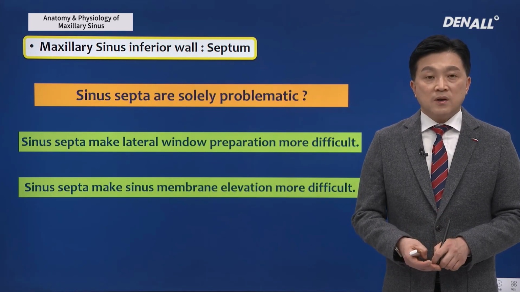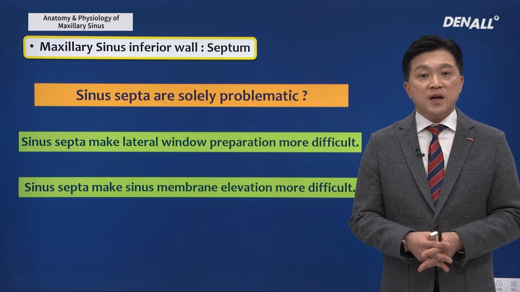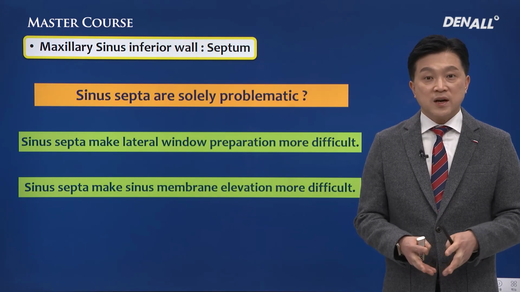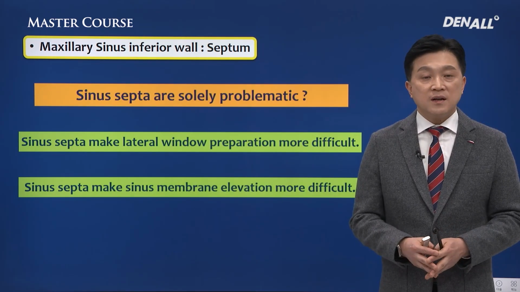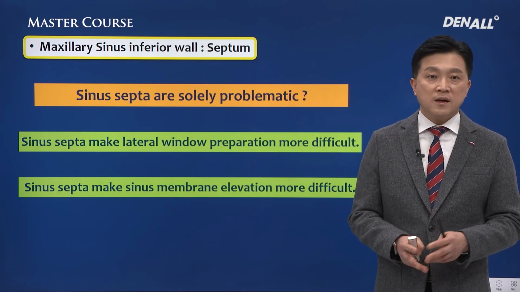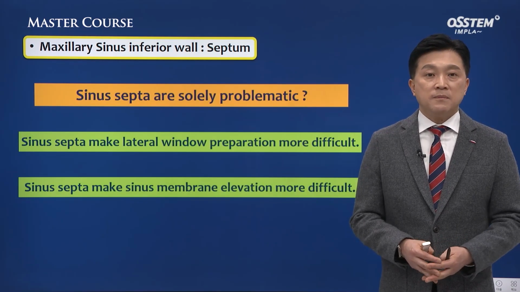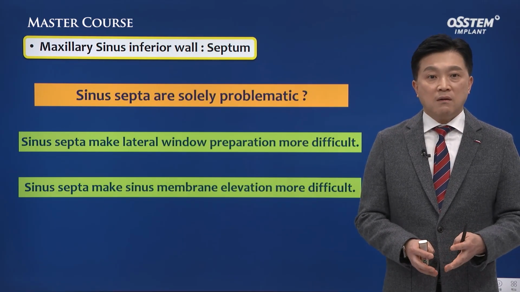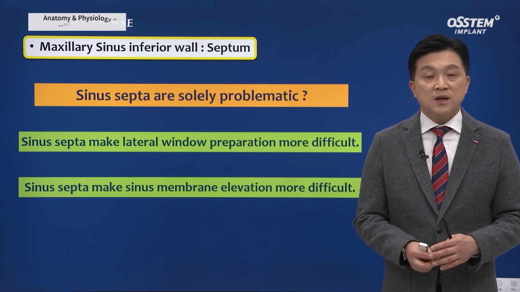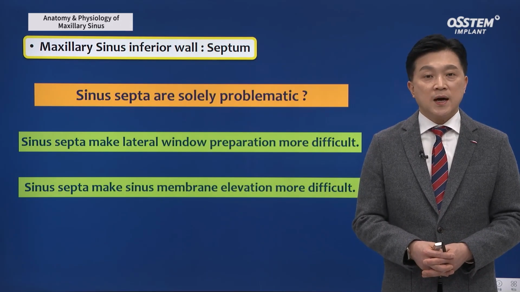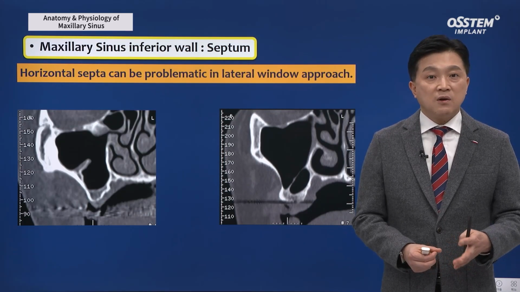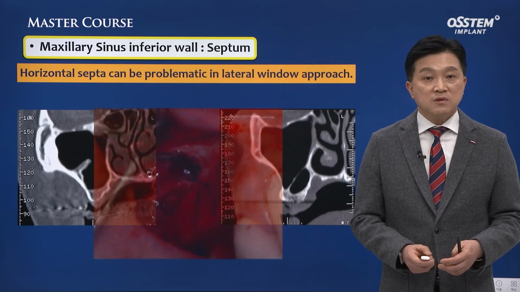Sinus septum is a structure that causes immense difficulty. If there's sinus septum, when we do prep to form window, we need to make sure that window is formed so that sinus septa is not invaded. It can be kind of difficult in that regard when we do sinus membrane elevation. There can be many associated challenges. We can call sinus septum an anatomical structure that makes sinus surgery more difficult. Septum also causes various difficulties when doing lateral approach or window approach.